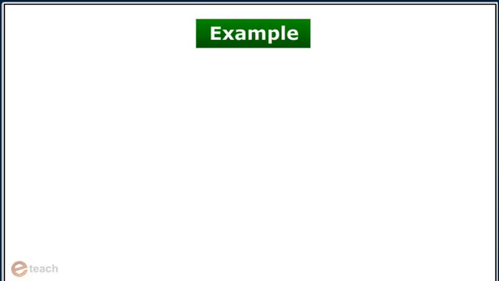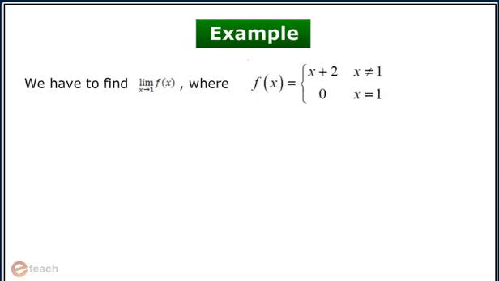Let's consider another example. We have to find the limit as x tends to 1 of f(x), where f(x) equals x plus 2 for x not equal to 1 and f(x) equals 0 for x equals 1.